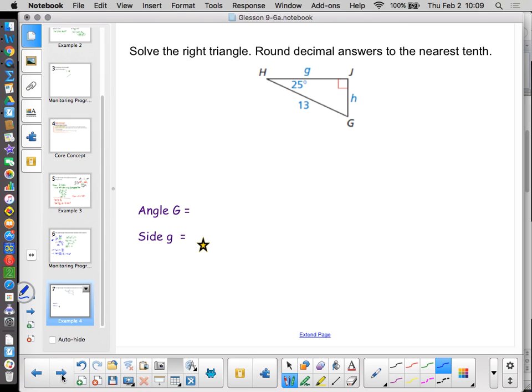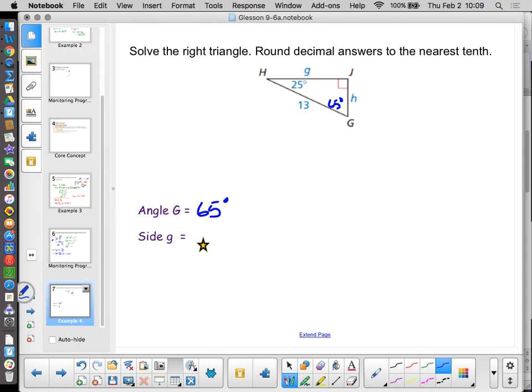Here I know one of the acute angles, which means finding the other acute angle is a breeze. I don't have to use an inverse function here to find angle G, because I already know two angles of my triangle. This has to be 65 degrees, because the three angles have to add up to 180. Finding side G, however, is going to take some trig work, and this is going to be one of your assignments. But just to help you out a little bit, I'm going to find side H first.